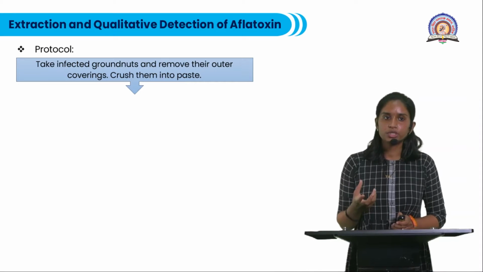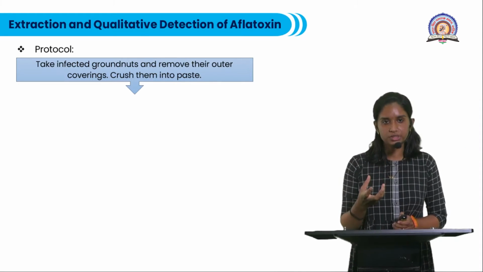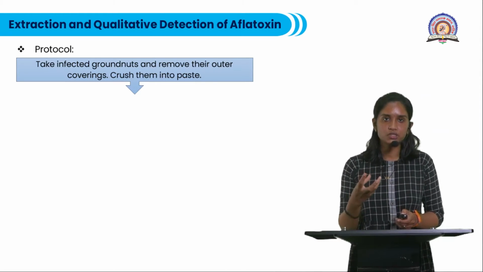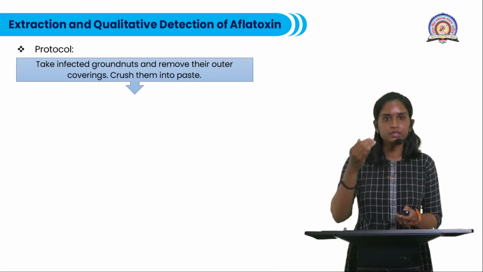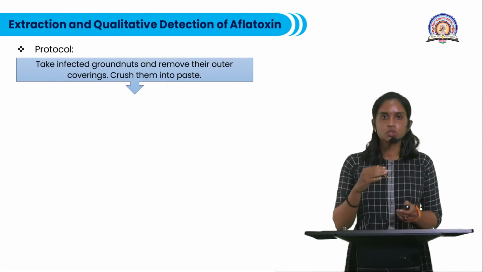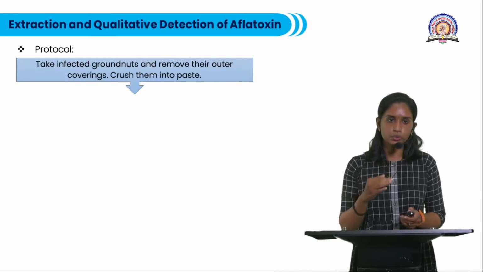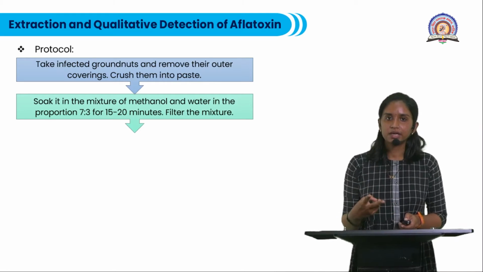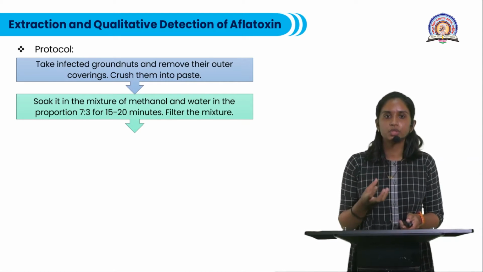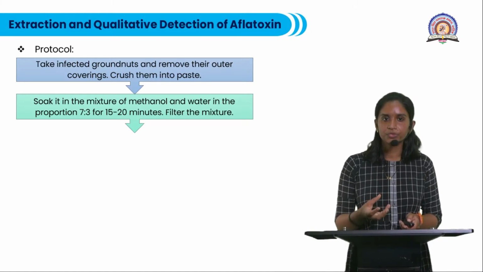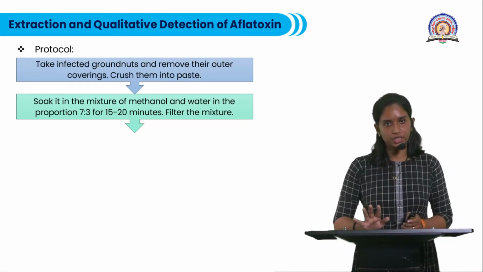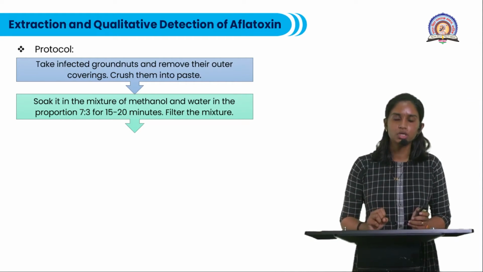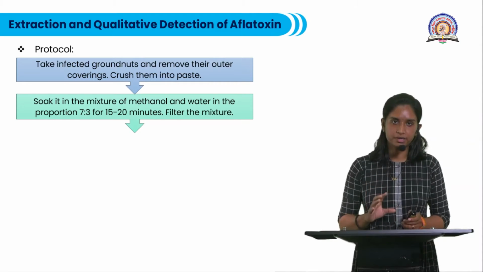What is the protocol now? First, take the spoiled groundnuts and remove their outer coverings. Why remove the outer coverings? Because it is a fungus, and for protection it resides under the coverings of the groundnuts, so you will get good growth under those coverings only. So first remove those coverings and crush the groundnuts into a paste. Then soak this in the mixture of methanol and water and give it at least 15 to 20 minutes so that enough time is given for extraction of aflatoxin into the mixture, and then filter it to remove the particles present.